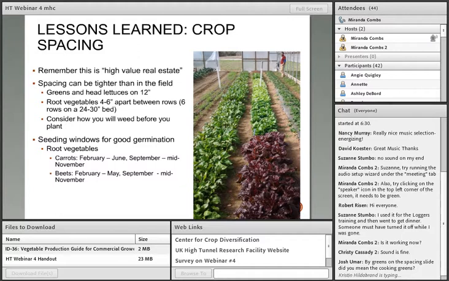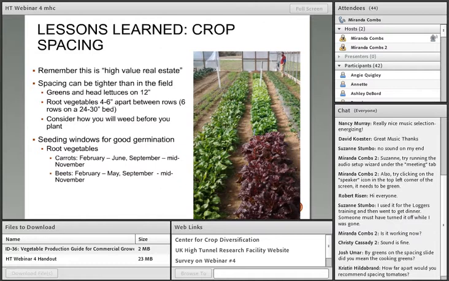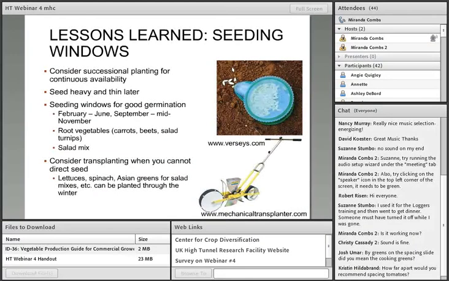Then just to put in print what I had said in the previous slide about thinking about windows for good germination: basically we're looking at February to June for most of our crops, for anything that's direct seeded, and then September to November. And our direct seeded crops, again, are root vegetables and things like salad mixes.